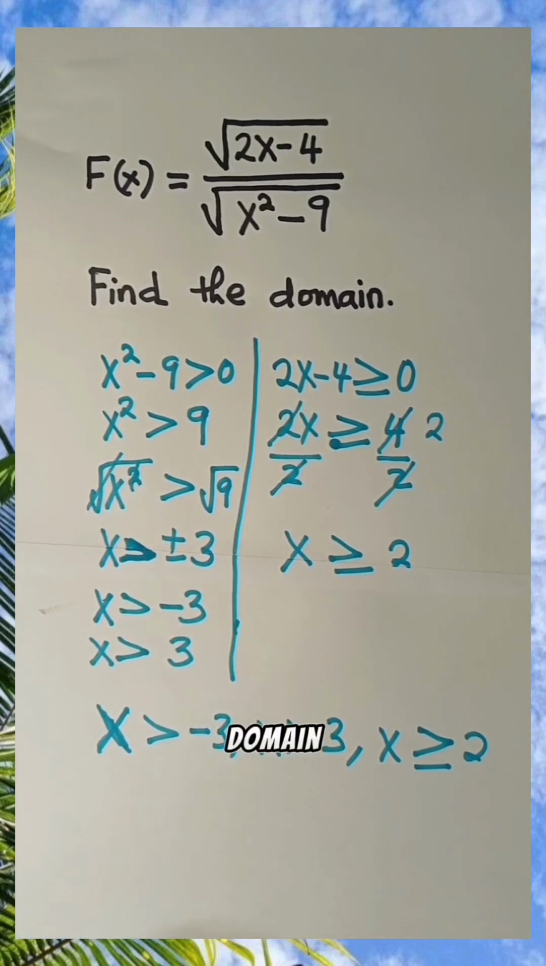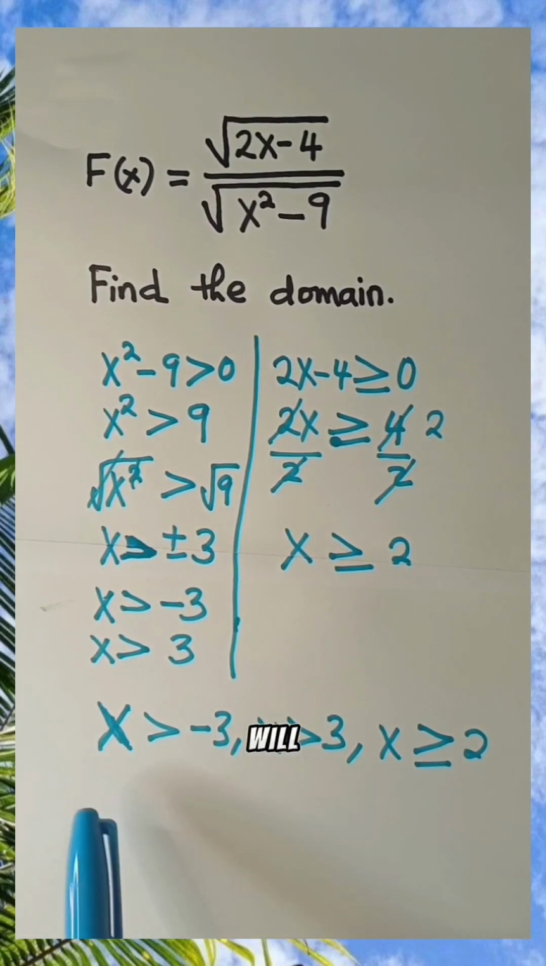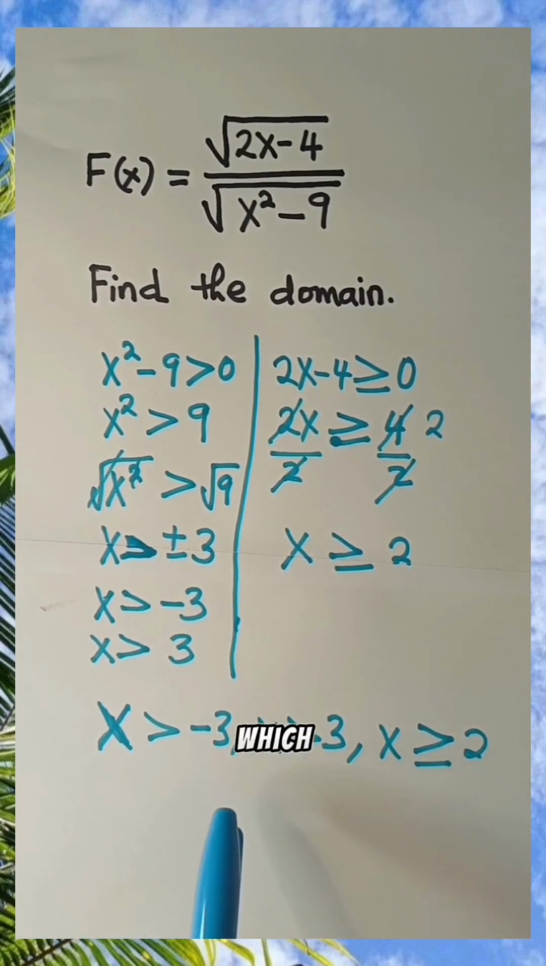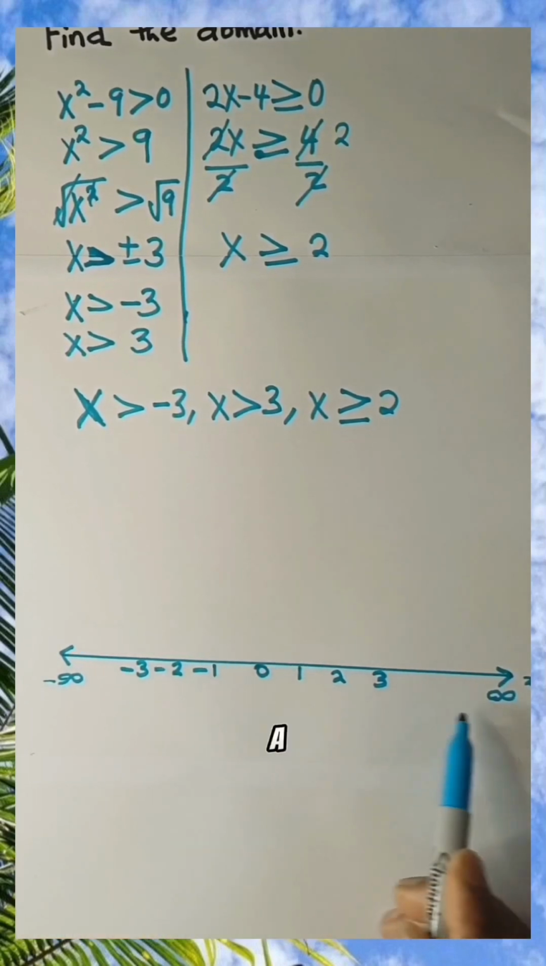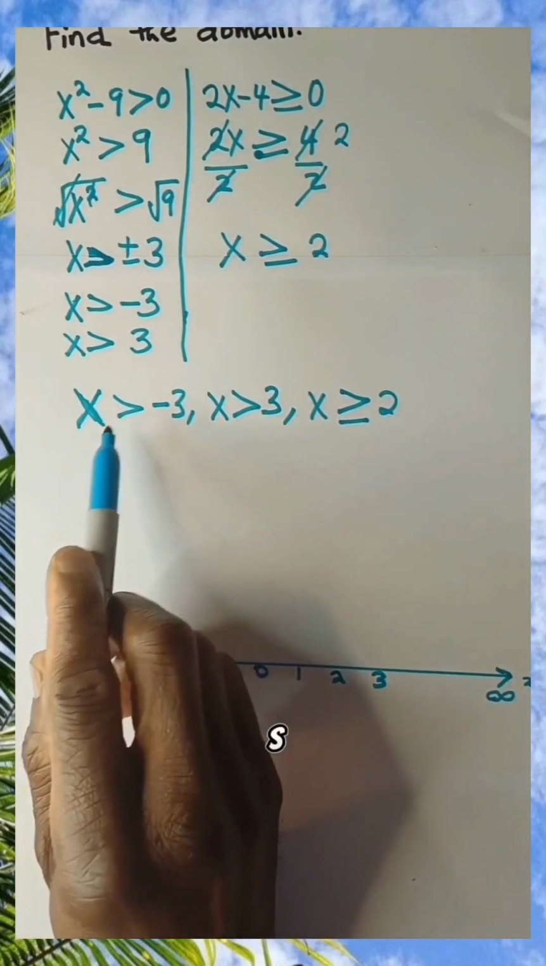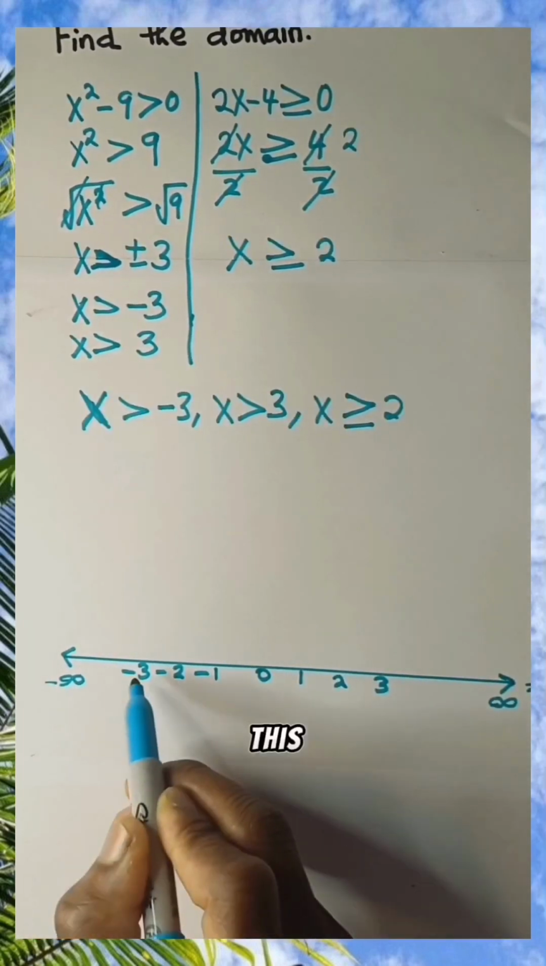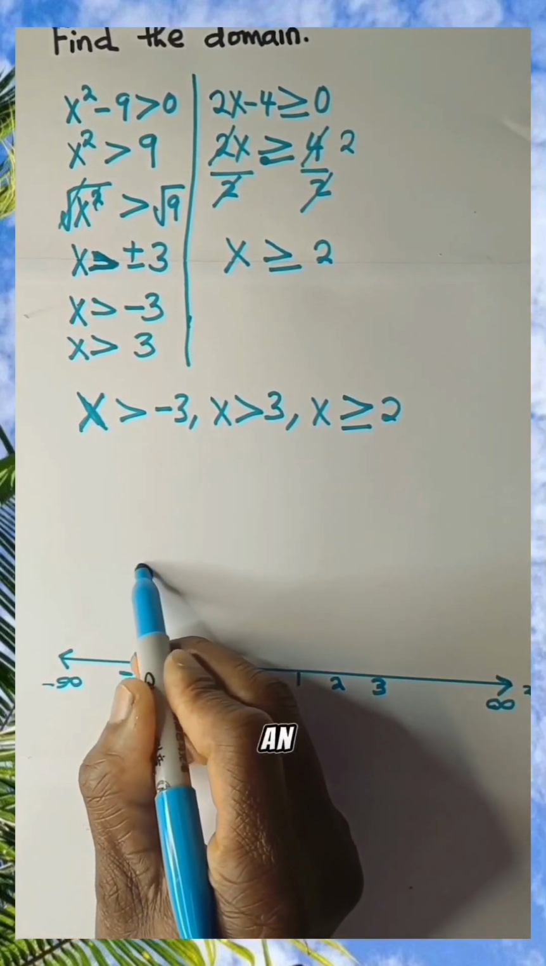Now, to find the domain, we are going to represent these three solutions on a number line. We will then obtain the point at which the three solutions intersect. The point of intersection of the solutions will represent the domain of the function. This is a number line. Our first solution is s is greater than minus 3. This is minus 3. We represent it with an open circle.